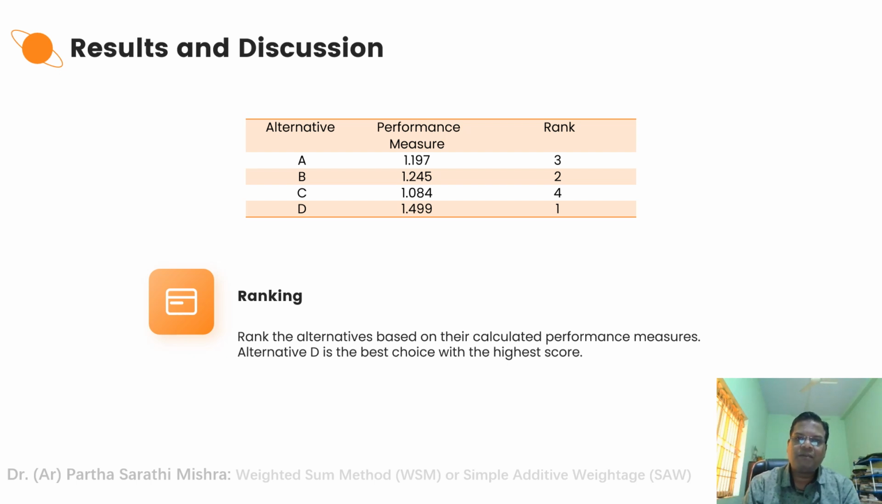After applying the WPM calculations, all the formulas and equations, alternative D emerged as the best choice with the highest performance measure of 1.499, followed by alternative B, then alternative A, and at the end alternative C. So this demonstrates how WPM can lead to a clear ranking even with multiple competing criteria.